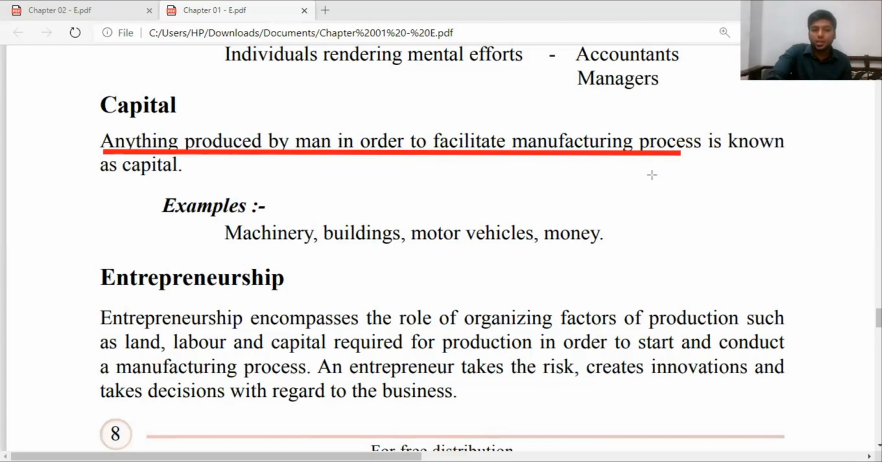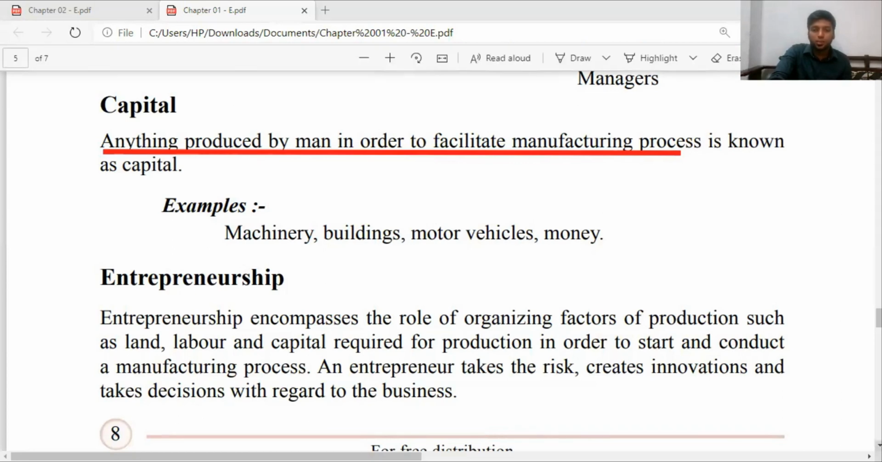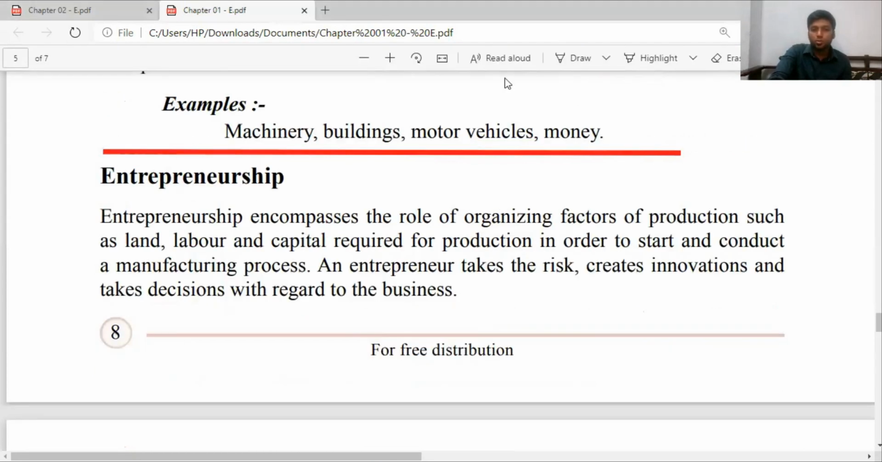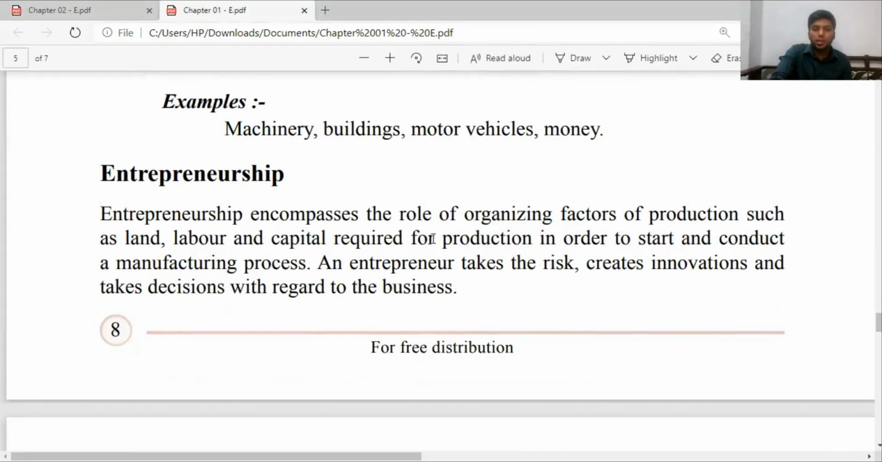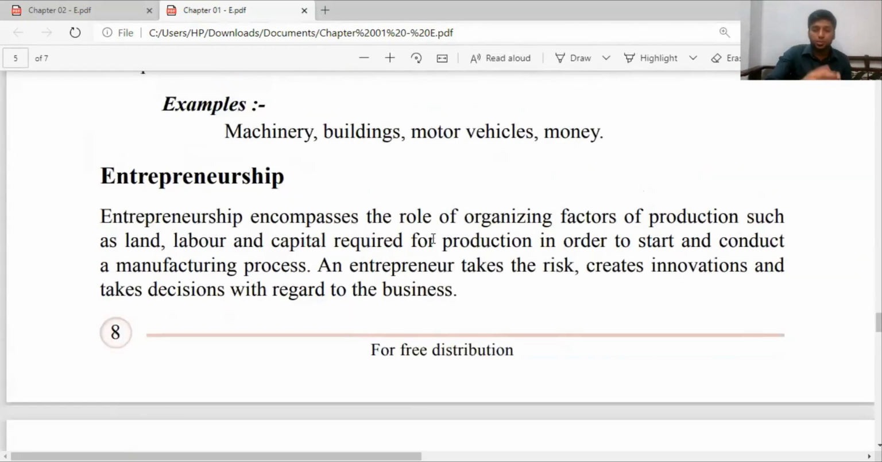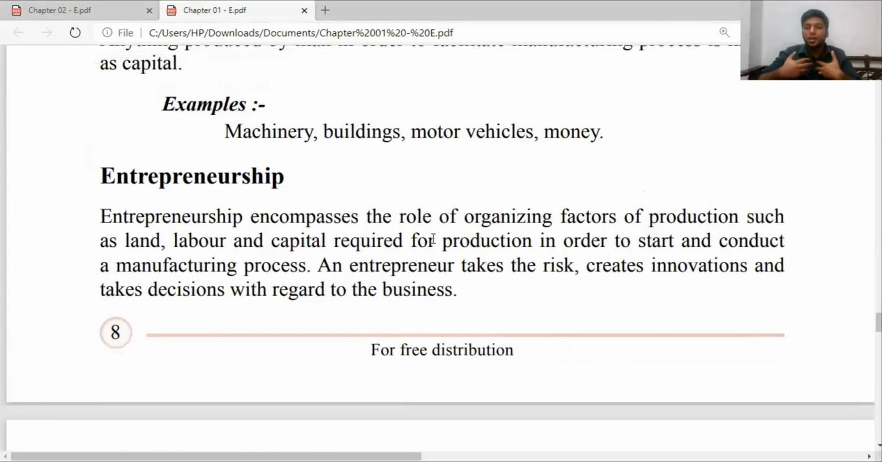The given examples are machinery, buildings, motor vehicles, money. These are all part of capital, right? These are things produced to sell to others. That's what we call business studies capital. Then we are moving on to entrepreneurs. The entrepreneur encompasses the role, encompasses meaning they have it within themselves, of organizing the factors of production such as land, labor, and capital required for production, in order to start and conduct a manufacturing process.